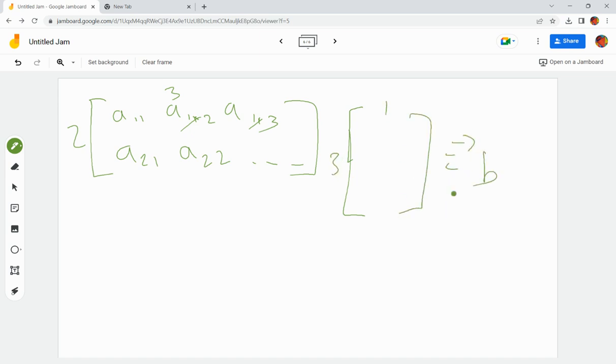Now, this is going to be tricky, right? Because can we solve for all x1, x2, x3? The answer is no.